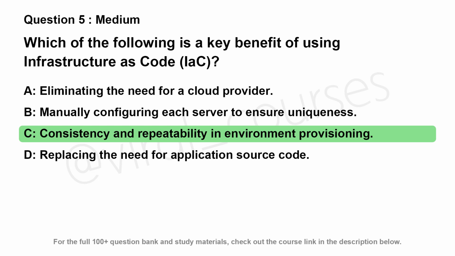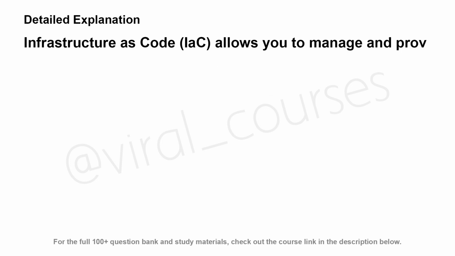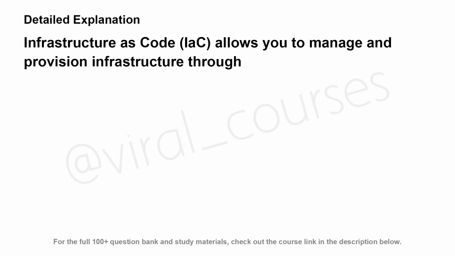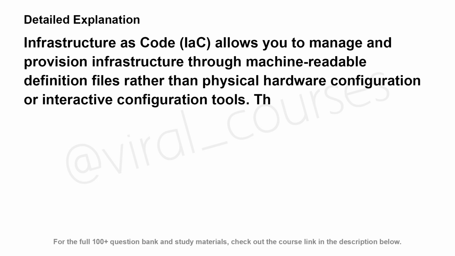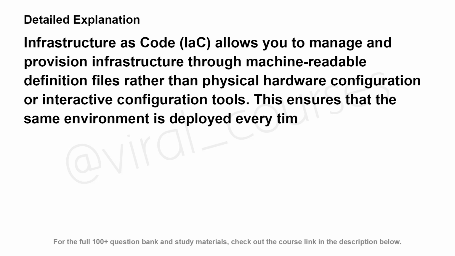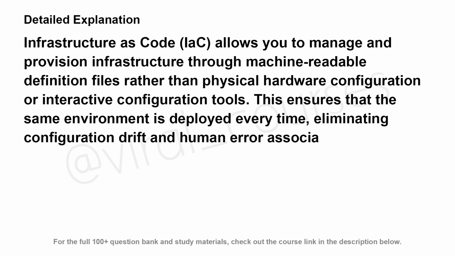The correct answer is C. Infrastructure as code, IaC, allows you to manage and provision infrastructure through machine-readable definition files rather than physical hardware configuration or interactive configuration tools. This ensures that the same environment is deployed every time, eliminating configuration drift and human error associated with manual setups.